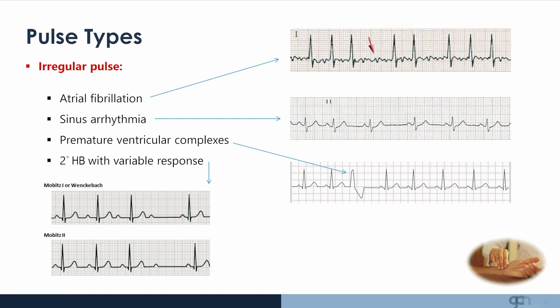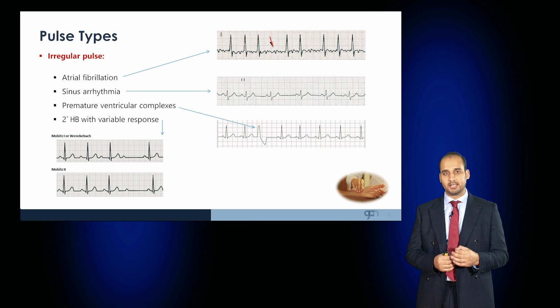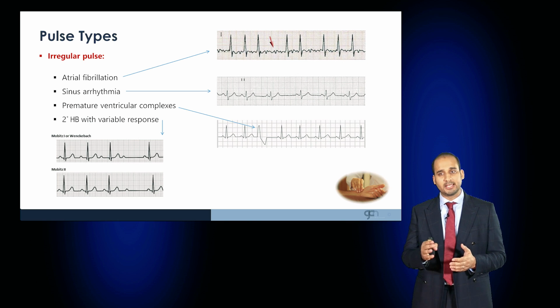rise to an irregular pulse, or may be due to premature ventricular complexes, which every so often would feel like an irregularity. Second-degree heart block with a variable response, both Mobitz type 1 and Mobitz type 2, also result in an irregular pulse, which is usually regularly irregular.